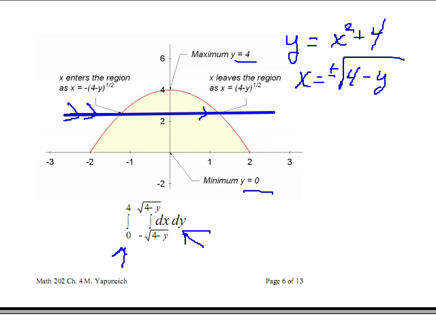Now we've solved this for x. Where it enters the region, x is minus the square root of 4 minus y, and that will be the curve, this curve from here down to here. Now when it leaves the region, x is the square root of 4 minus y. It's a positive value.